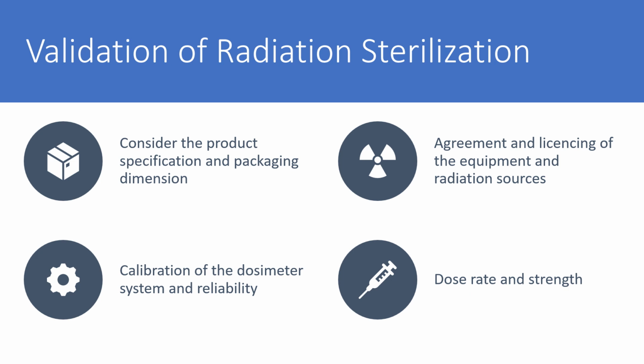Furthermore, calibration of the dosimeter system is essential. Dosimeters are used to measure the radiation dose received by the product during sterilization. Calibration of the dosimeter system ensures its accuracy and reliability, providing confidence in the sterilization process's effectiveness.